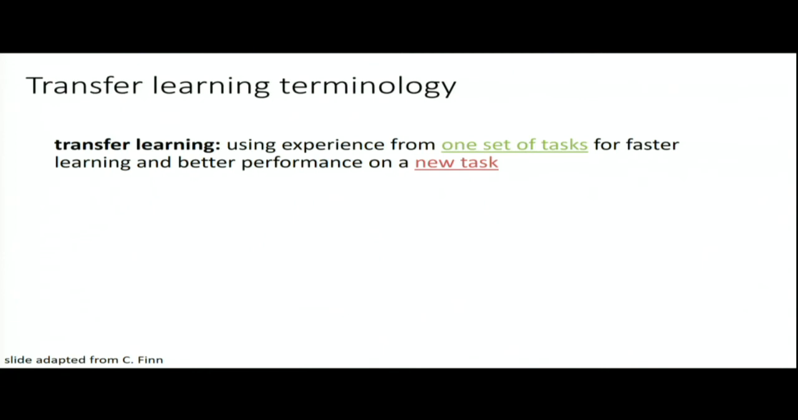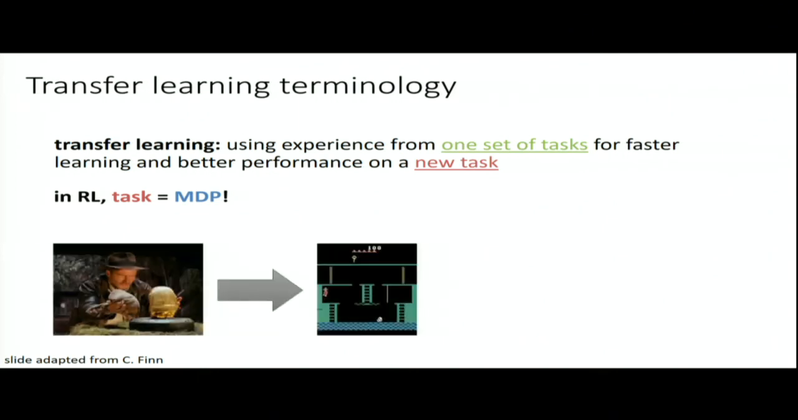OK, so the problem of transfer learning, there are a number of ways you can define it. One reasonable way to define it for the purpose of this lecture is to say it's using experience from one set of tasks for faster learning and better performance on a new task. In RL, a task is an MDP. So that means that you learned on one MDP or a set of MDPs, and now you want to learn a new MDP faster or better by using something you learned before. If your MDP before was robbing the tomb for the treasure, now maybe you can do better at Montezuma's Revenge. Typically, the task that you trained on before is called the source domain, and the task that you're trying to solve now is referred to as the target domain.